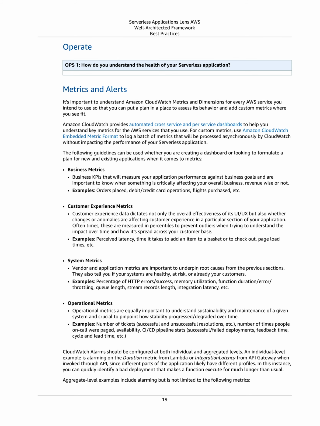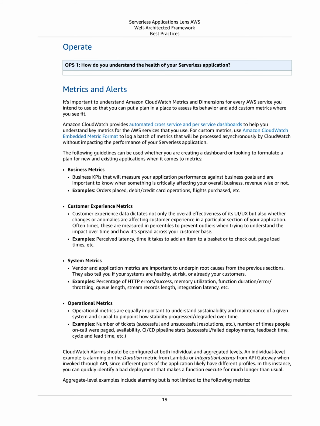Operate. OPS 1. How do you understand the health of your serverless application? Metrics and alerts. It's important to understand Amazon CloudWatch metrics and dimensions for every AWS service you intend to use so that you can put a plan in place to assess its behavior and add custom metrics where you see fit. Amazon CloudWatch provides automated cross-service and per-service dashboards to help you understand key metrics for the AWS services that you use. For custom metrics, use Amazon CloudWatch embedded metric format to log a batch of metrics that will be processed asynchronously by CloudWatch without impacting the performance of your serverless application.